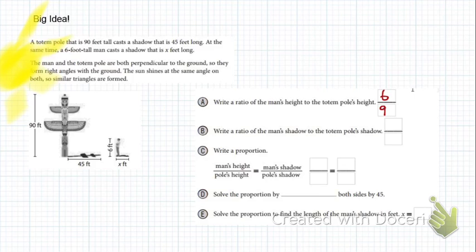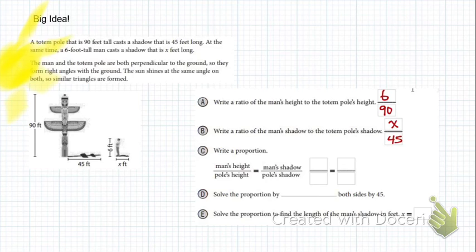Tall. It's a very tall one. So that's our ratio of the man's height to the totem pole's height. And then we could say the man's shadow to the totem pole shadow. Well, the man's shadow we don't know. That's the question here. So that'll be our x. And the totem pole shadow is 45. Right? So some of you might already be guessing and thinking, oh, I know what the answer is here. Let's just keep working this out.